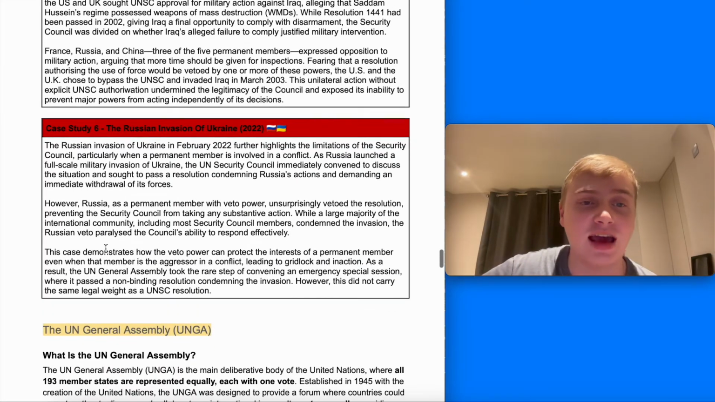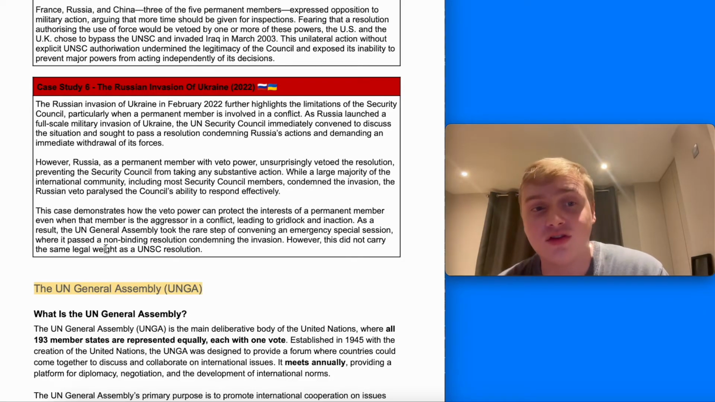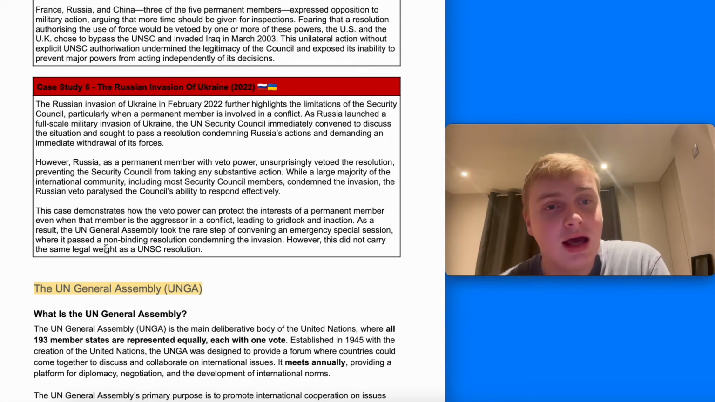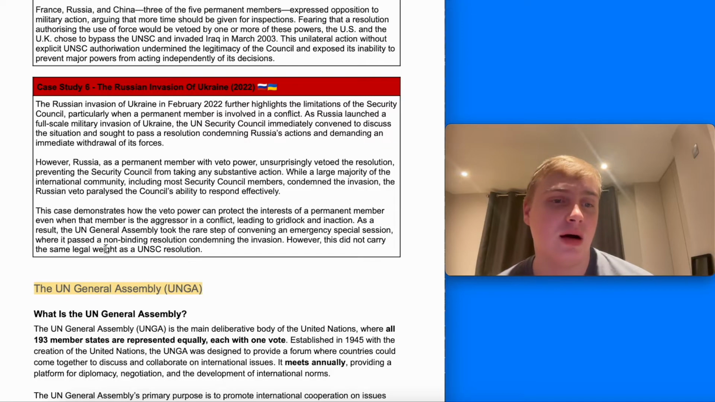You can say very much the same for the Russian invasion of Ukraine. Russia launched a full-scale military invasion of Ukraine in 2022, and the UN Security Council immediately convened to discuss the situation and sought to pass a resolution condemning Russia's actions. Of course, Russia vetoed it, preventing the UN Security Council from taking any substantive action, despite the fact that a vast majority of the international community, including most Security Council members, condemned the invasion. Because Russia had a veto, it prevented the Security Council from doing anything.